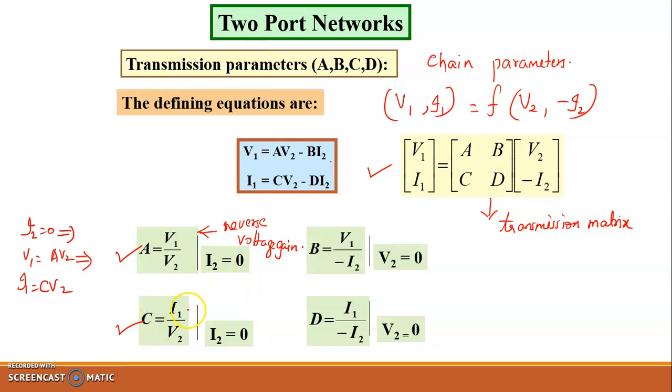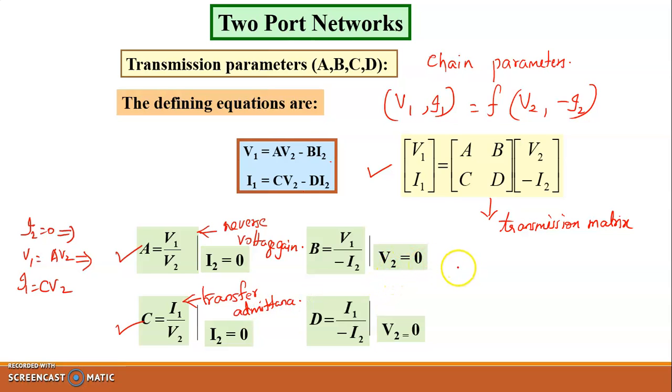In the same way C is obtained as I1 by V2. I is the current and V is the voltage, therefore it is giving the admittance. Since I1 is the current at the input port and V2 is the voltage at the output port, it represents the transfer admittance with the output port open circuited. So this is the transfer admittance from port 2 to port 1.